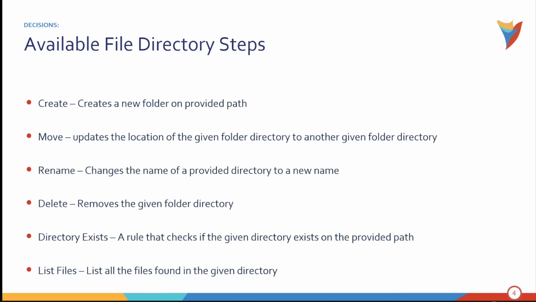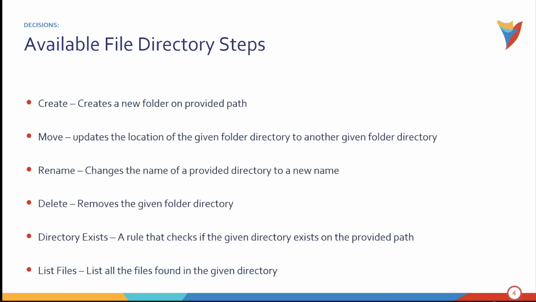The directory exists is a rule, so it doesn't output anything. It just has the two pathways, true or false, to check if a directory exists. Maybe you want to use this to check if something already exists, and if it does exist, don't do anything. If it does not exist, create a new one, something like that. And then the other directory specific step that we can find is list files in directory. This will just list all the files in the provided directory. So whatever that path is, it'll look inside that particular directory and list all of the items inside it. But let's take a look in Decisions and see some of these steps so you can see what the inputs look like.